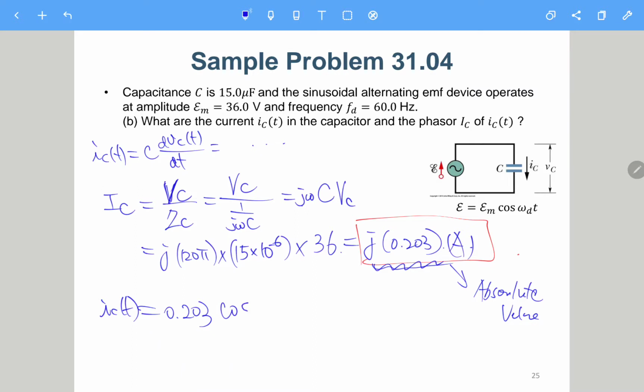And then cosine, the frequency wouldn't change. So it is 120 pi t. And then this one is j. And actually, for this one, it might be a complex number. You can just write it in the polar form. So if you write it in a polar form, it is nothing but 0.203 exponential to j pi over 2, something like this. So you see, here we have a j pi over 2, which means that we have pi over 2 here.